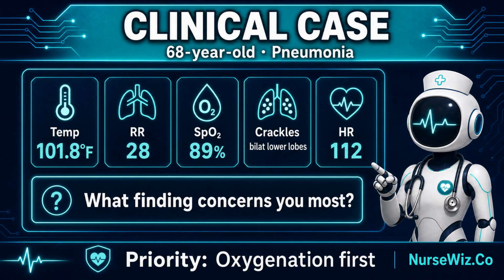A temperature of 101.8 in a patient admitted with pneumonia is expected. A heart rate of 112 in a febrile patient who is breathing hard is expected. Neither one surprises you. The crackles are expected too, and they confirm the picture rather than change it. But a respiratory rate of 28 tells you this patient is spending real effort to breathe, and an oxygen saturation of 89% tells you that effort isn't working. That is the finding you did not already have an explanation for, and it's the one with the shortest fuse.